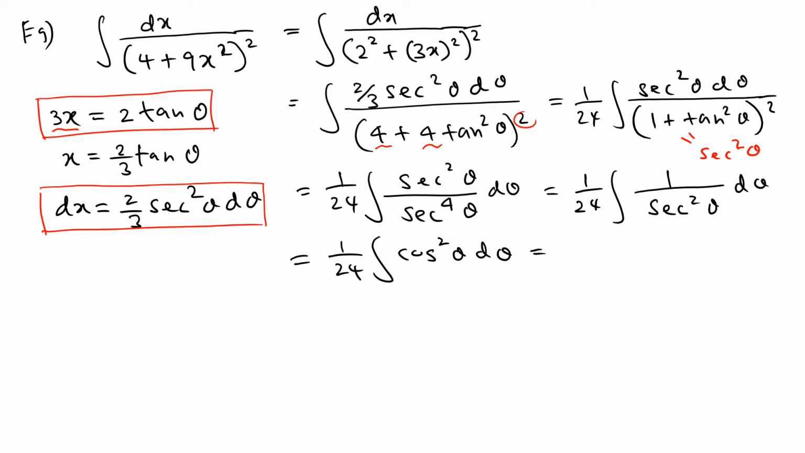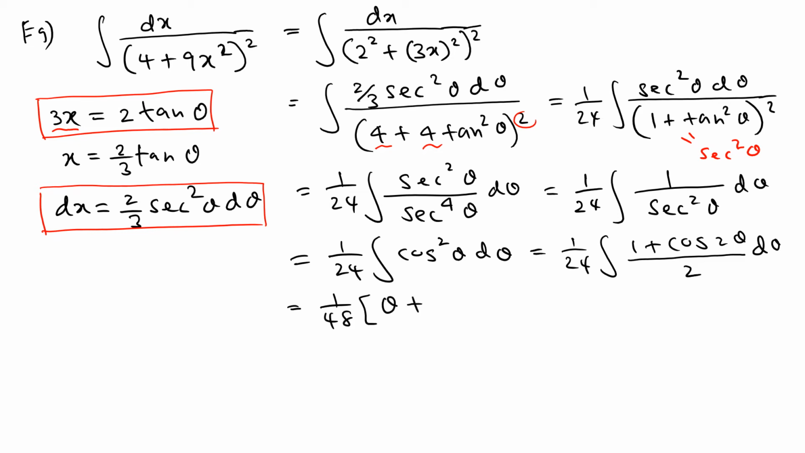So that means you get 1/24. So you have 1 plus cosine, you double it, so 2 theta, over 2 d theta. This is very easy to integrate, term by term integration. So this is 1/48. If you integrate the one, you get theta. From the other one, we have cosine 2 theta. Cosine means sine, but you have to divide by whatever number you have here. So that means you divide by 2. That means 1/2 sine 2 theta. From the formula, we know that if you have a constant, just divide by the constant, so cosine becomes sine.